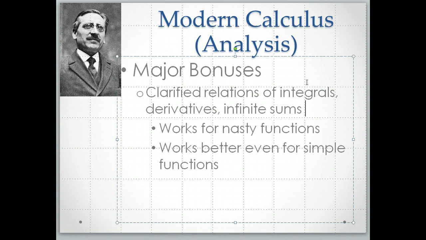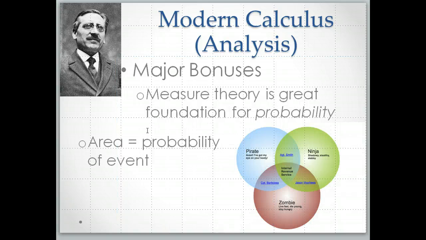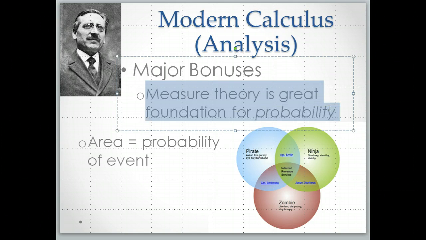These we knew for many years, since Newton, we knew there were beautiful relations between these, but in the Lebesgue theory, they work so much better. They work for almost incredibly nasty functions, and they work better even for simple functions, even for nice functions that everybody thought they knew how to deal with. Suddenly, it's much easier to prove these theorems we want to be true about the relationship of these concepts. It's also a major bonus of this new version of calculus. Measure theory turns out to be one of the best foundations for the theory of probability.